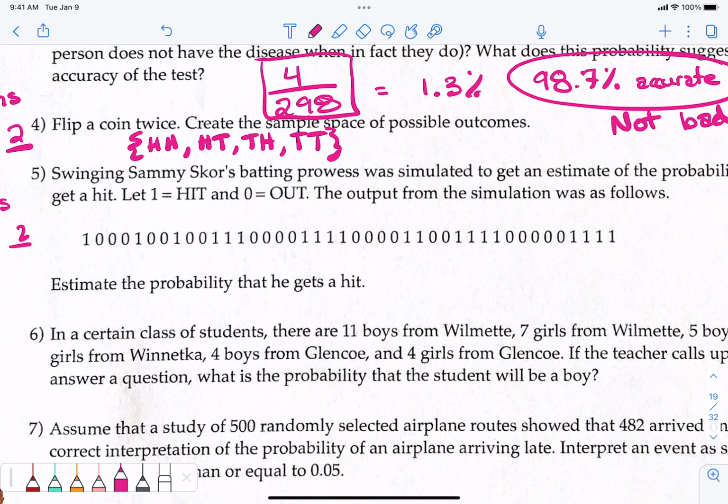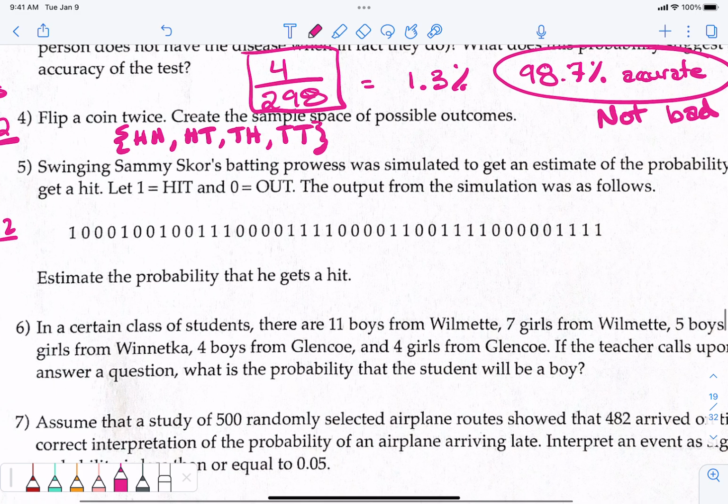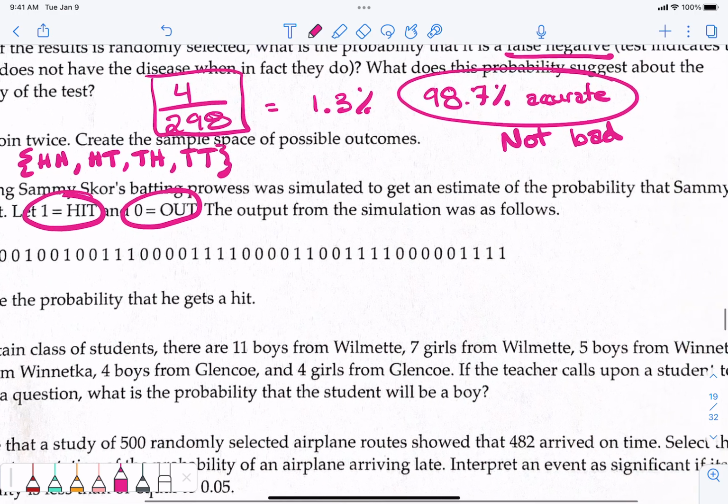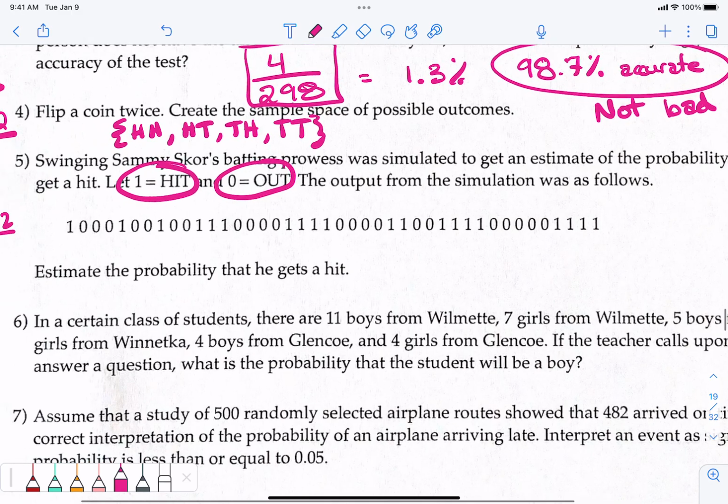Number 5, we are simulating a hit or an out. 1 is a hit, a 0 is an out. I don't know if we're doing like batting practice or something, whatever. Anyway, hit versus out. Estimate the probability he gets a hit. Hits are 1.